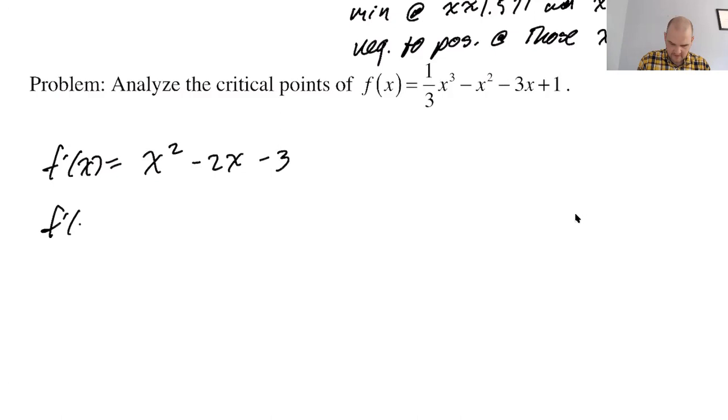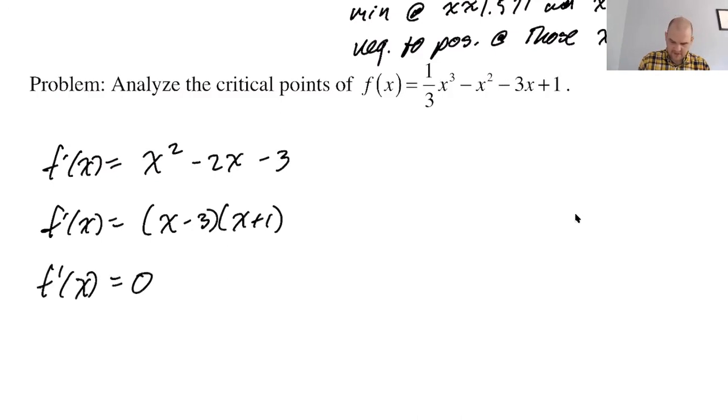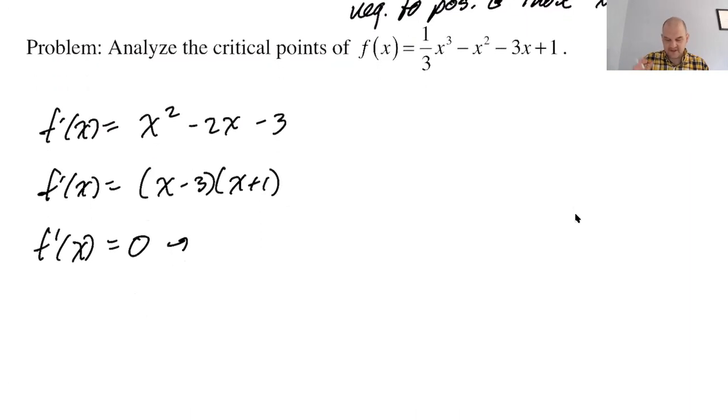This is gonna be good. Let's factor that. F prime of x equals x minus 3, x plus 1. So f prime of x equals 0. So you get the sense that critical points are usually when the derivative is 0. It's undefined for a lot of things, like piecewise functions, absolute value things, but polynomials are never going to be undefined. And polynomials are a really common thing to deal with.